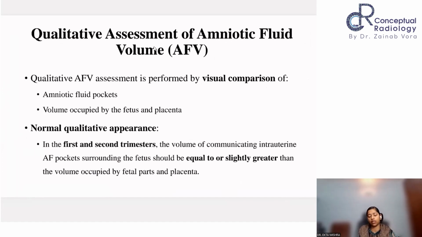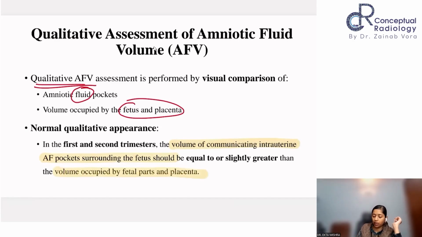The first is qualitative assessment, and qualitative assessment can be done by looking at the area which is occupied by the fluid and the volume which is occupied by the fetus and placenta. So you need to have a visual comparison between these two things. In the early part of the gestation, the first and early second trimester, if the volume of the communicating intrauterine pockets of fluid is equal to or slightly greater than the volume which is occupied by the fetal parts and placenta, it's normal.